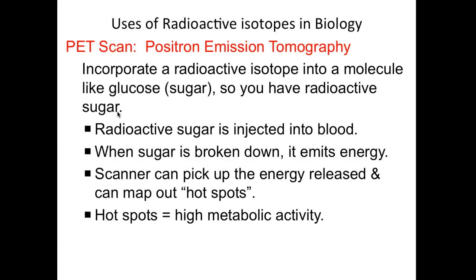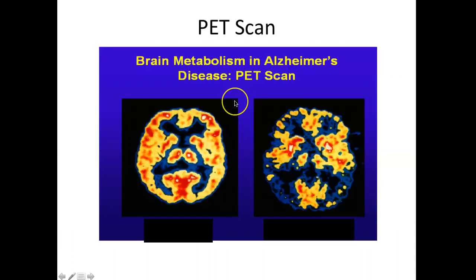So you can use this to pick up very, very metabolically active areas of the body. Those are called hotspots. Hotspots are high metabolic activity. So if a cell is working really, really hard, then it's going to use a lot of sugar and it's going to emit a lot of radioactivity. So if you scan the body, you can look for these things. So this is one example.